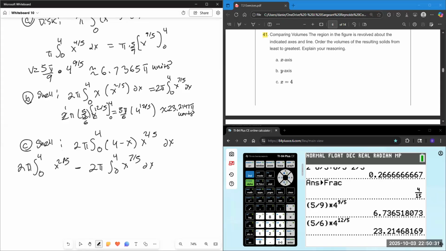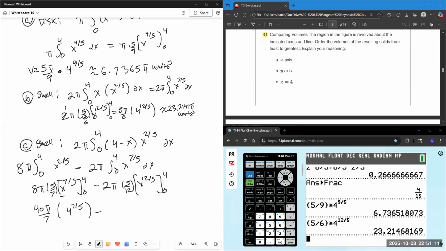So 4 can come out. That 2 is an 8, so 8 pi x to the 7/5 times 5/7, 0 to 4, minus 2 pi, and this is x to the 12/5 times 5/12, 0 to 4, so this is 40 pi over 7 times 4 to the 7/5 minus 5 pi over 6 times 4 to the 12/5.